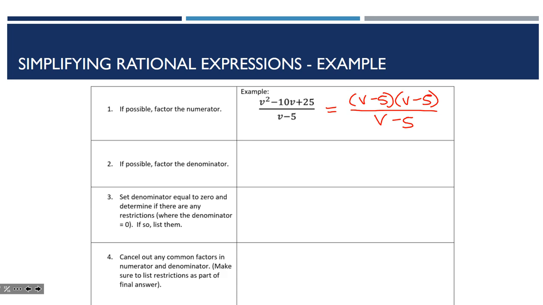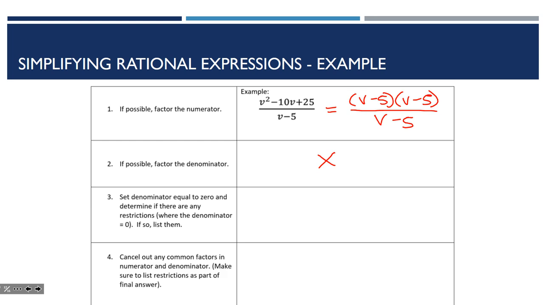So step 2, if possible, factor the denominator. In this case, the denominator can't be factored. I can't factor b minus 5 anymore. It doesn't have a GCF. It's not a difference of 2 squares. It's not a quadratic trinomial.